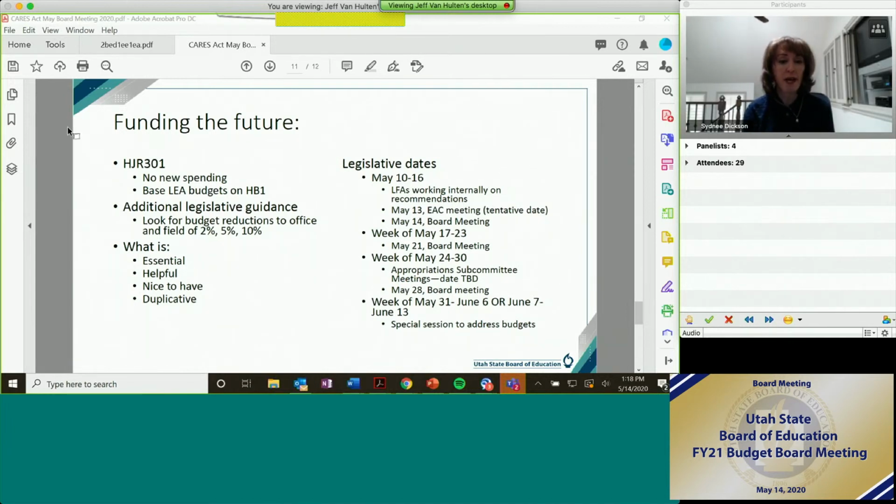And we have been working as staff to really look at trying to carve out what some of these reductions might look like of 2%, 5%, and 10%. And I want to just give you an overview of what that's been like. We've been meeting with our leadership council, and they've been diving in to try and think about things like what is essential.